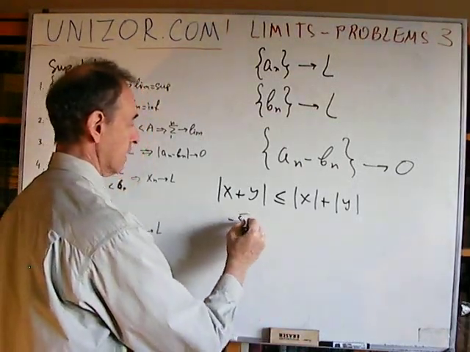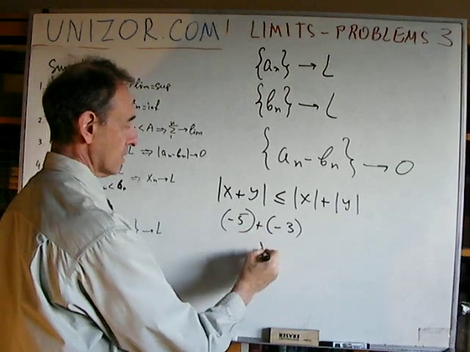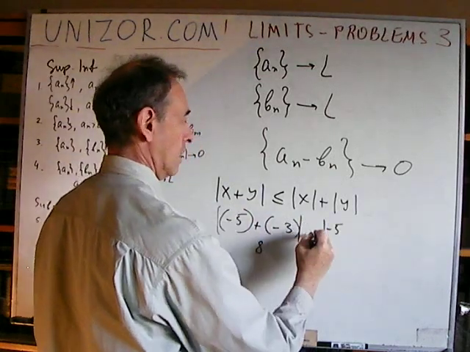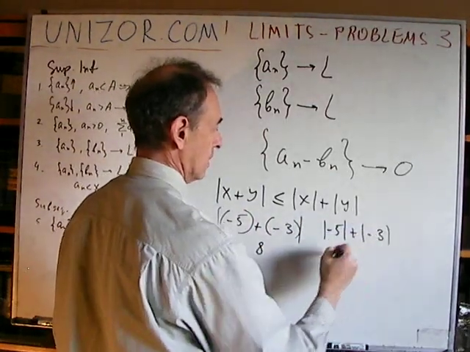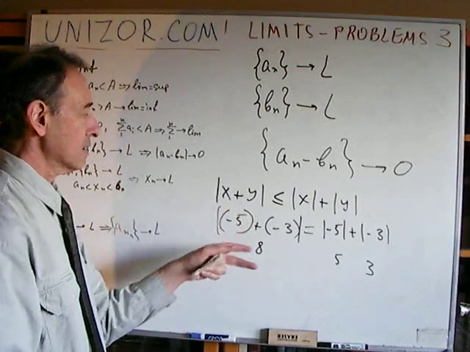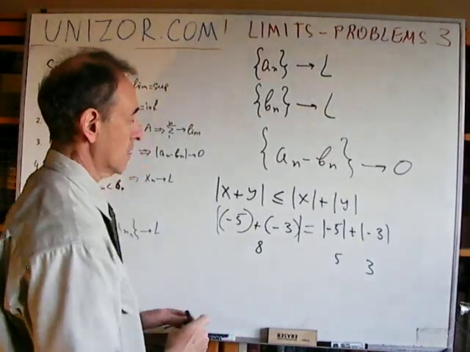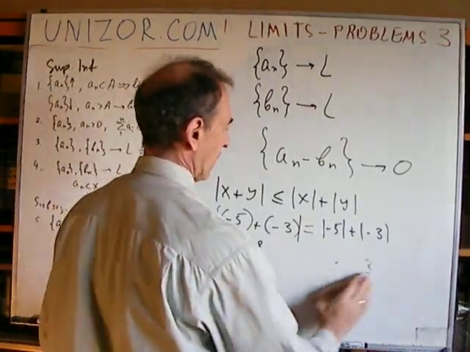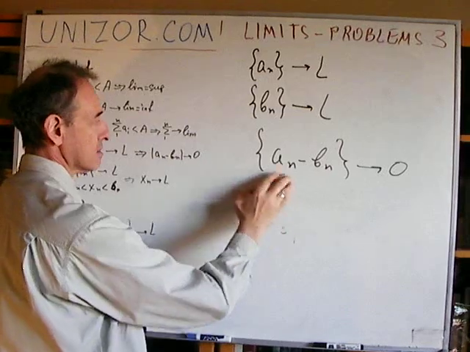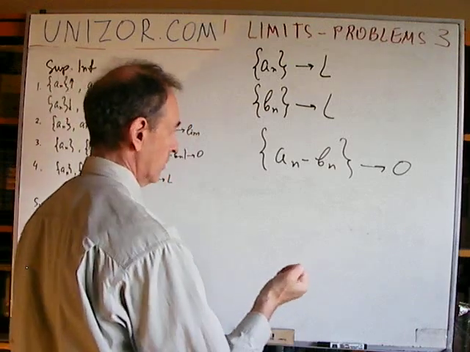It would be exactly equality. Like, for instance, minus 5 plus minus 3, it's minus 8. Absolute value is 8, right? And this is absolute value of minus 5 and absolute value of minus 3. This is 5 and this is 3, so it's equal, right? However, if the signs are different, then these guys will partially cancel each other, and these will always be adding together. So this is an obvious inequality, and I will use it to prove that the a_n's minus b_n's are going to zero. Very simply.